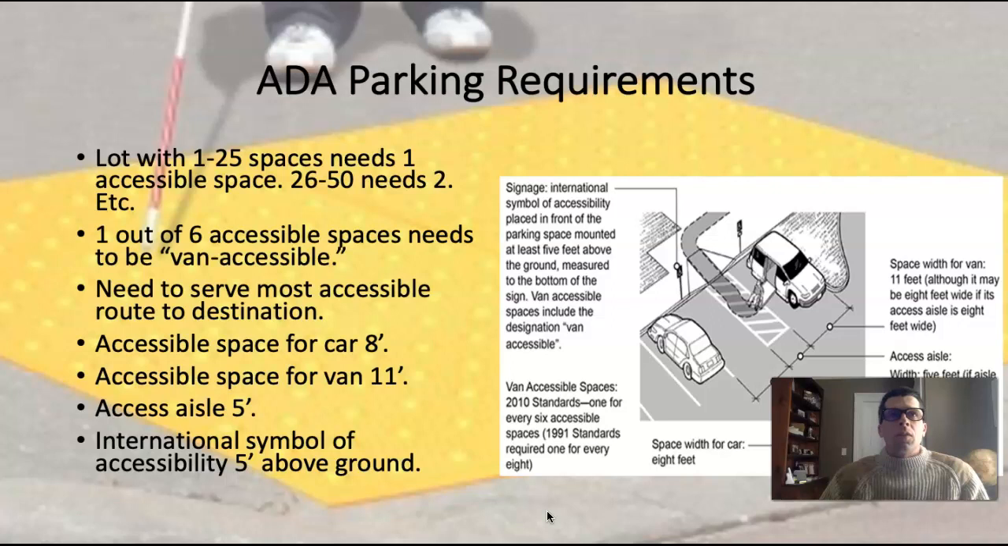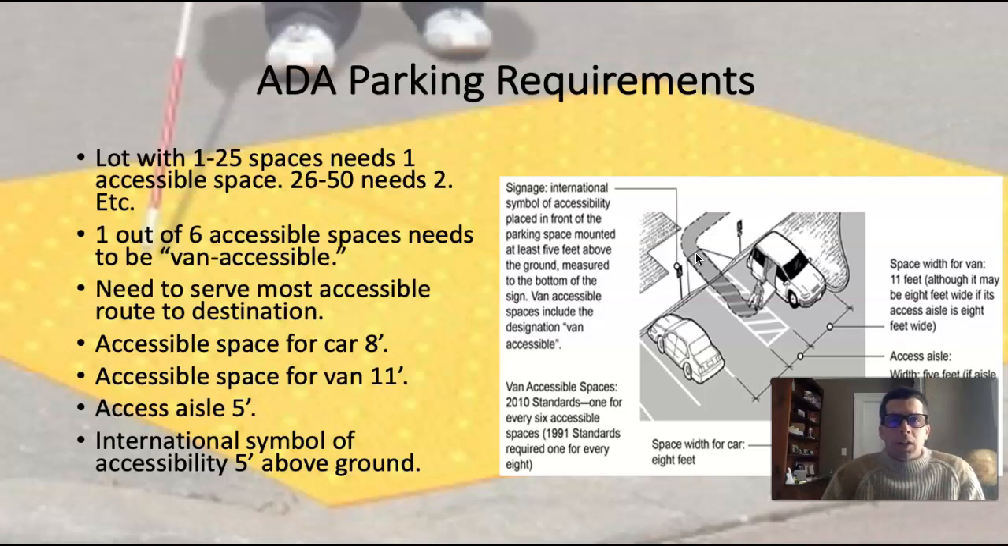Let's say you're up to 6 accessible spaces. Every one out of those 6 needs to be van accessible. Okay, and so this is the van accessible spot here. It's got a spot for parking the van, and then there's an unloading area where a ramp can drop down and a wheelchair can unload. If you've only got 25 spaces in your parking lot, that needs to be van accessible.